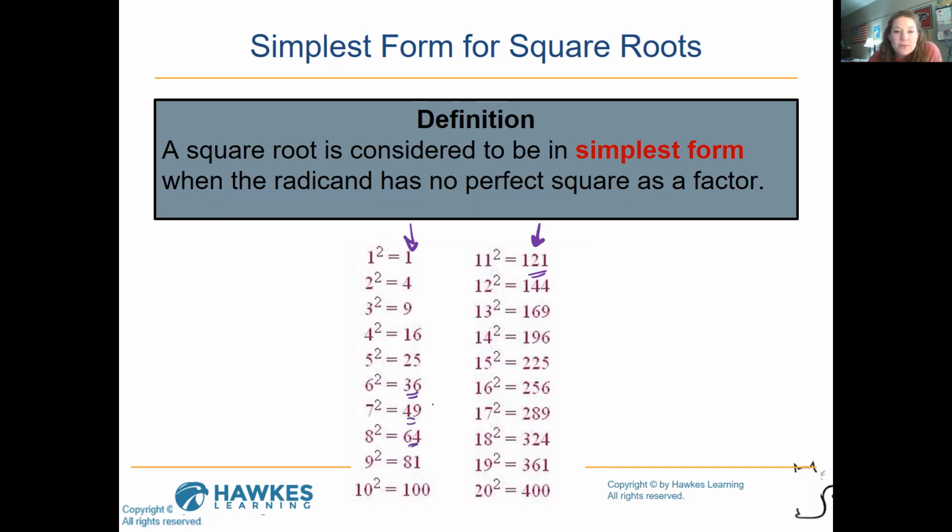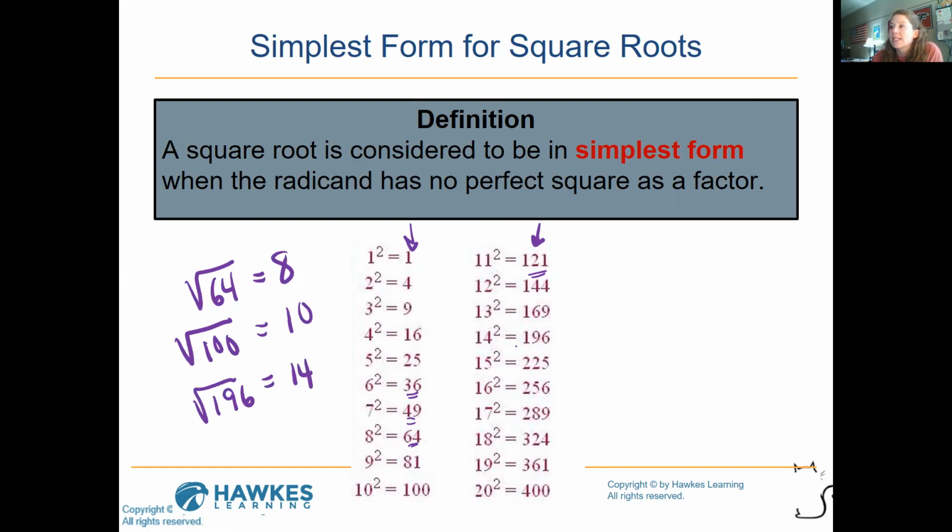Why is 64 a perfect square? Because 8 squared is 64. So that means the square root of 64 is undoing squaring. It's the opposite. That is 8. What is the square root of 100? The square root of 100 is 10. 196 is a perfect square. So what's the square root of 196? Well, the answer is 14, right? What's the square root of 49? Square root of 49 is 7.